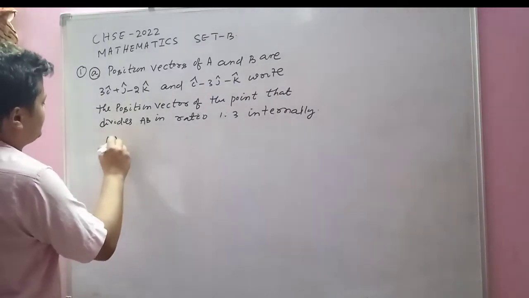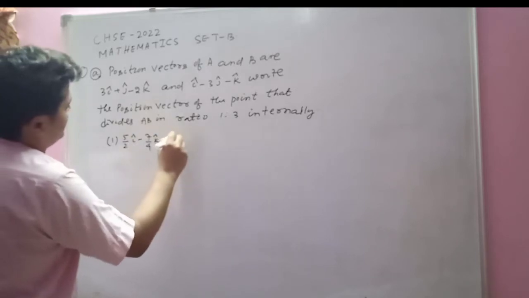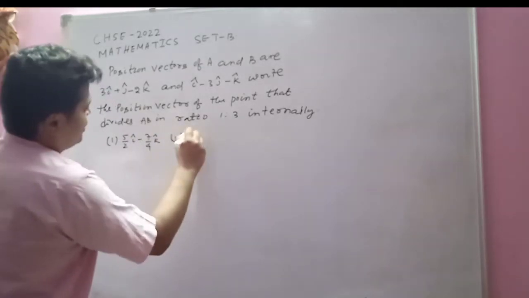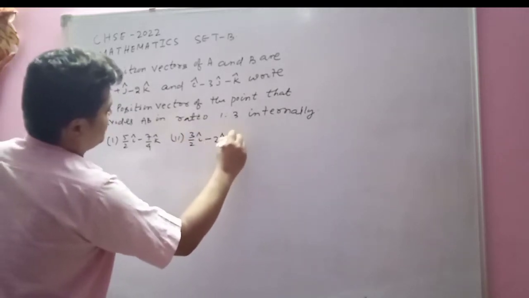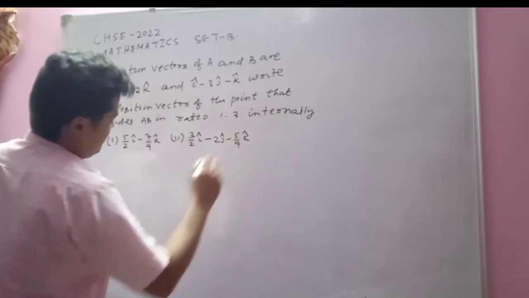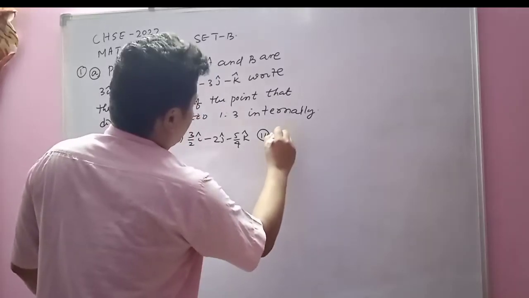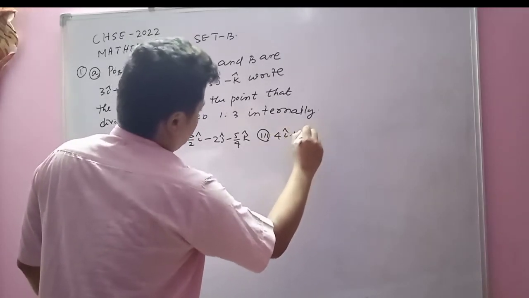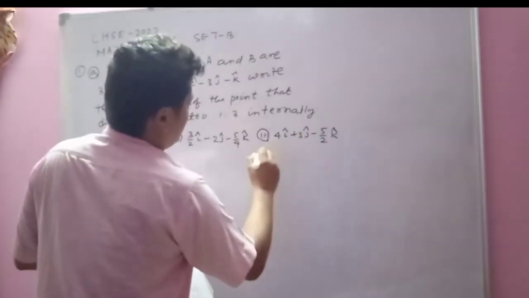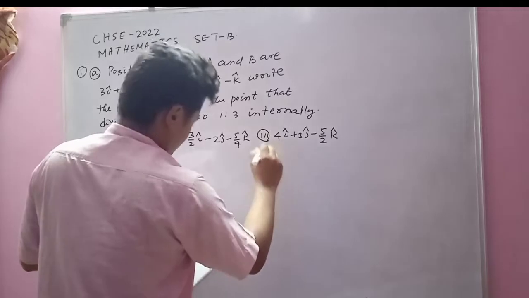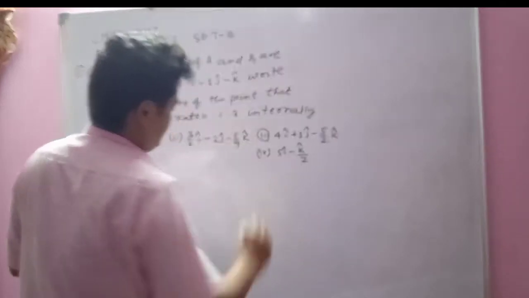Option 1: 5/2 i cap minus 7/4 k cap. Option 2: 3/2 i cap minus 2j cap minus 5/4 k cap. Option 3: 4 i cap 3j cap minus 5/2 k cap. Option 4: 5 i cap minus k cap by 2.